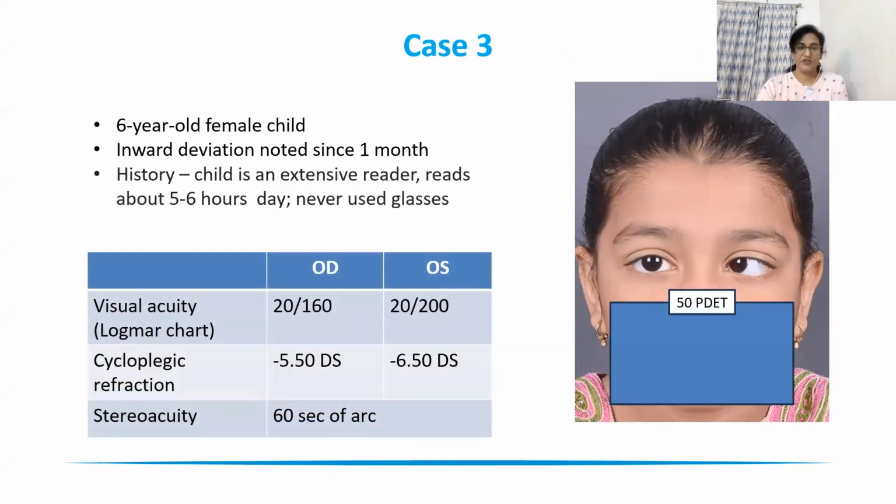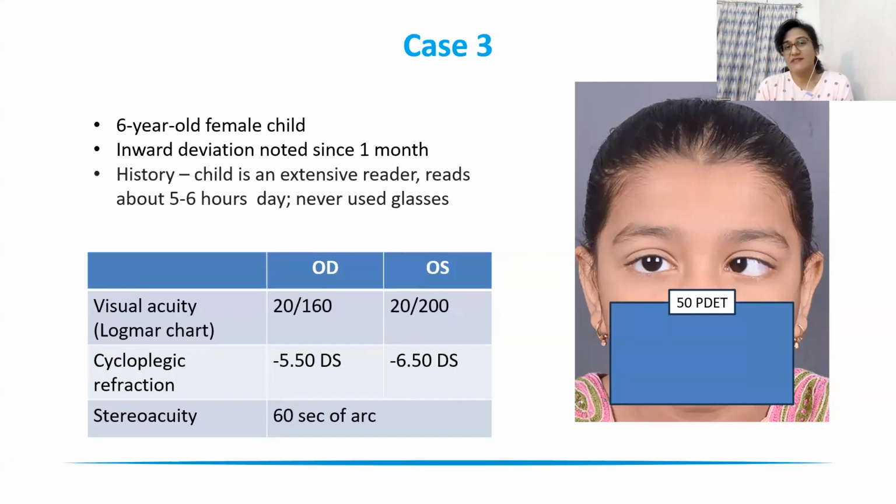Now let's see another type. So this was a 6-year-old female child that presented with inward deviation since 1 month. The significant history here was that the child was an extensive reader. She used to read books for almost 6 hours a day, but had never used glasses previously. If you can see, visual acuity for distance was quite poor. For near, it was still good. There was a very significant refractive error. She was a high myope, close to almost -6 diopters in both eyes after cycloplegic refraction. But stereo acuity for near was maintained. She was having good vision for near as well.